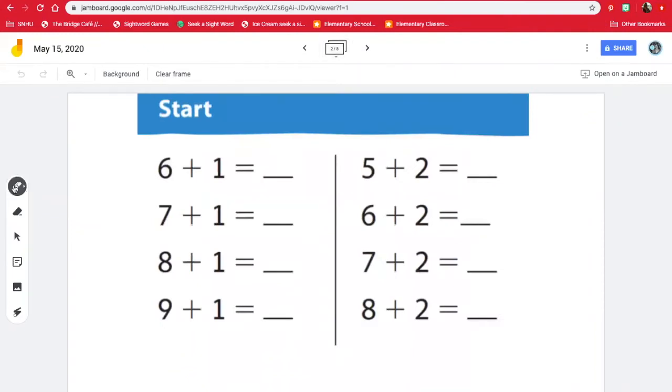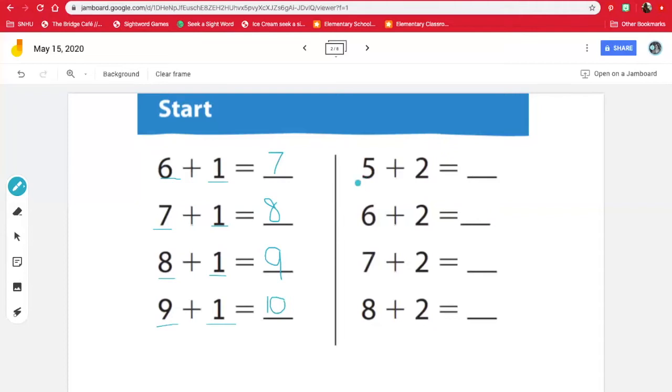Let's start here. I noticed, similar to yesterday, that the first number increases by 1. And this time, the second number stays the same. Because it increases by 1, this one's going to be fairly easy for us because we just count on by 1 more. So 6, 7, 8, 9. And I notice that our answers are also increasing by 1. So I bet 9 plus 1 is going to equal 10, because we add 1 more to this 9 above to get 10.